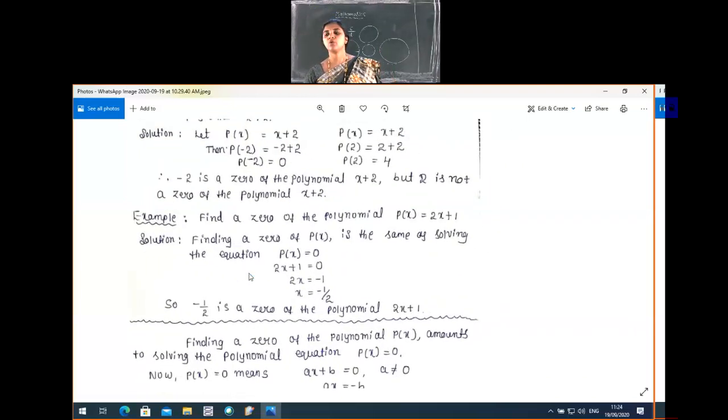Next question. We will move on to the next question. Find a zero of the polynomial. Here you only have to find the zero of the polynomial p of x is equal to 2x plus 1. Okay? You have to find the zero. A zero means the value which, when substituted, makes that p of x become zero.